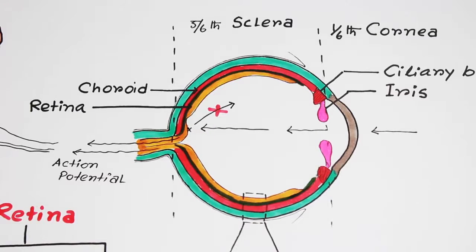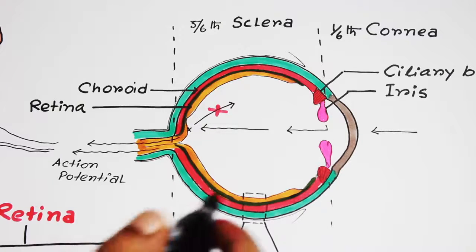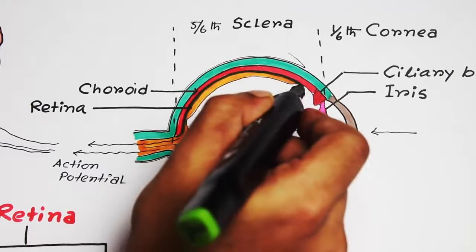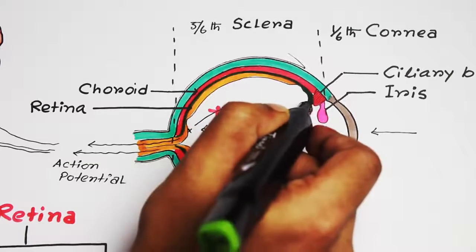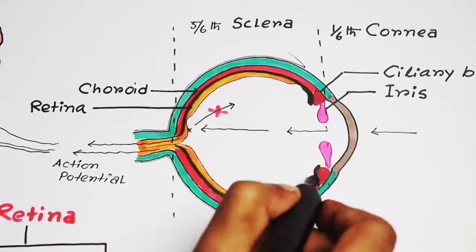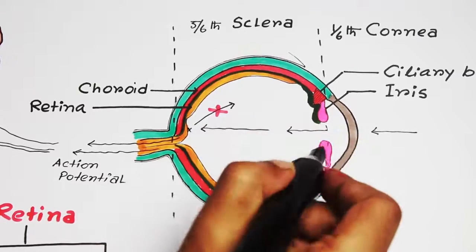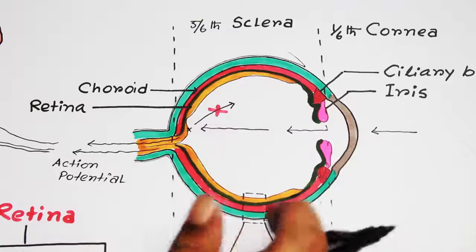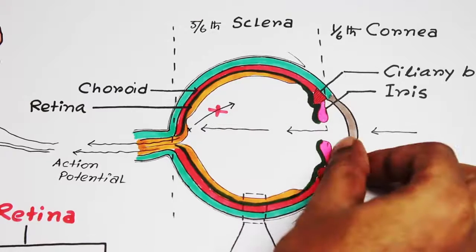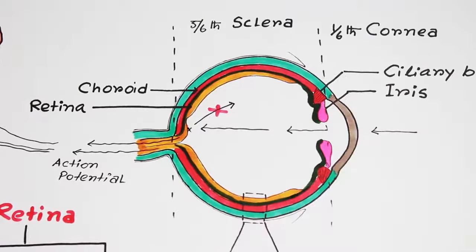Now this pigmented layer covers all the choroid layer and extends forward just behind the ciliary body and then behind the iris, and finally stops here. It is not going beyond this area. So it is actually absent in front of the iris.